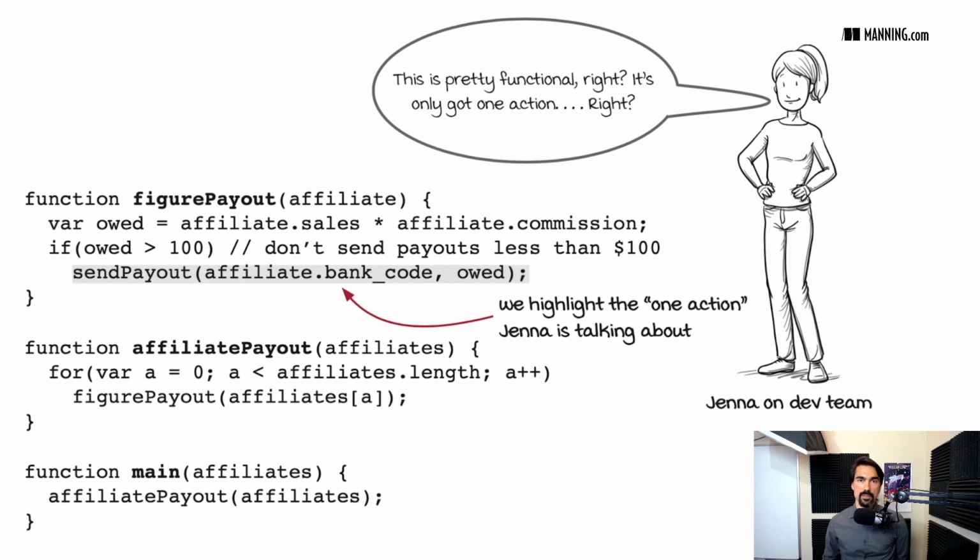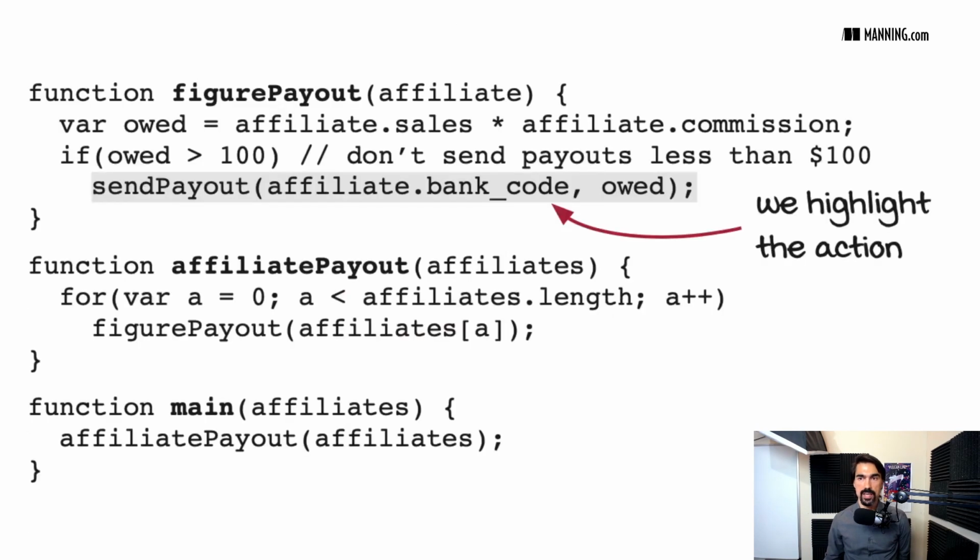Obviously, send payout is an action. It's reaching out to another system and sending money to them. So if you call it twice, it's a big deal. You're giving too much money. But is the rest of her code actions? She claims it's only got this one. So let's apply the spreading rule and we'll learn it as we go. We'll start with that one highlighted action.